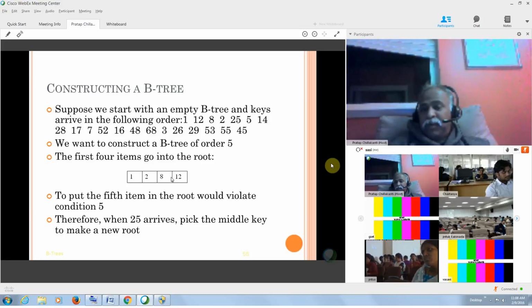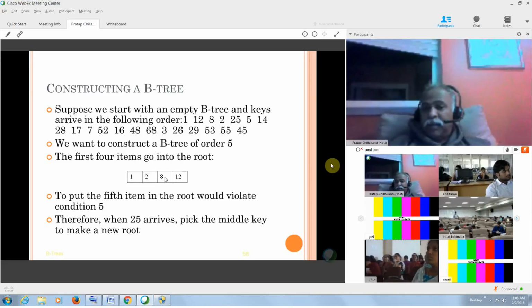By putting 5, it's going to violate. That means you now have to build a tree. You have to break that leaf node into 2 and then create a new root. And the way you create a new root is, you put them in that order: 1, 2, 8, 12 and 20. You take the middle value, make that the root. Anything less than the middle goes to the left subtree, anything to the right of the middle goes to the right subtree.